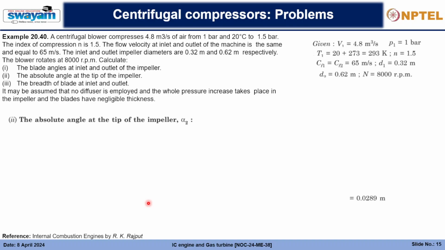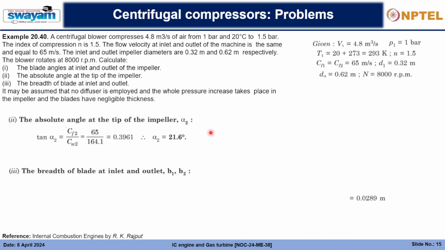Next, we will calculate the absolute angle at the tip of the impeller, alpha 2. So tan alpha 2 is equal to CF2 divided by CW2, and alpha 2 equals 21.6 degrees. So you will have to use the velocity diagrams very efficiently. You'll have to know by heart how the velocity diagram at the inlet and the outlet looks, and from that you can calculate these angles. So angle alpha 2 is equal to 21.6 degree.